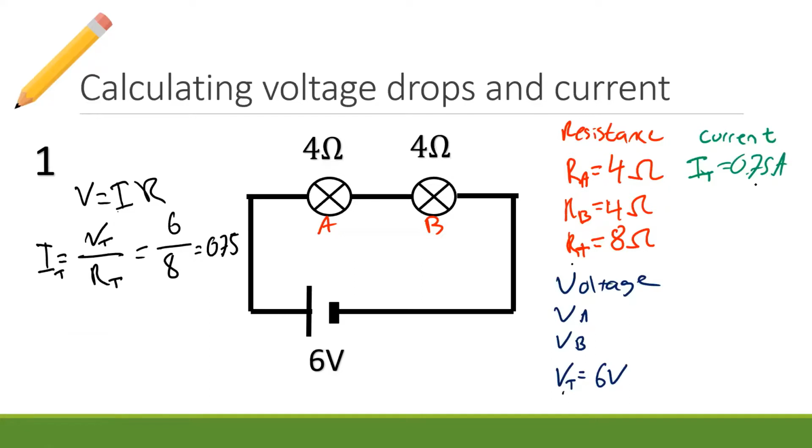Now, the current through resistor A and resistor B are also going to be 0.75 amps and 0.75 amps because it doesn't matter where the electrons go, there's only one path, so they have to have the same current.